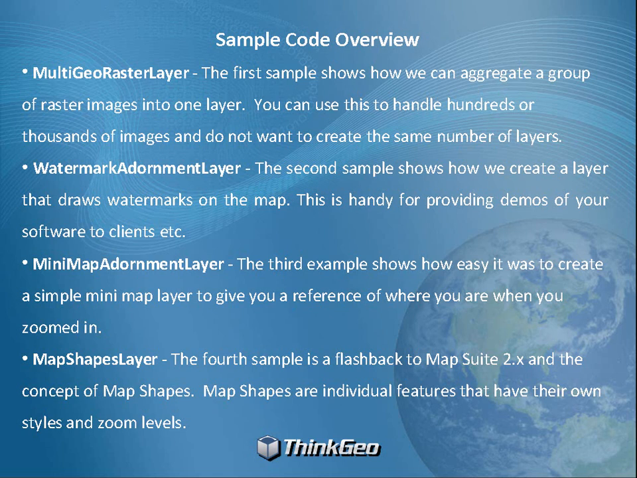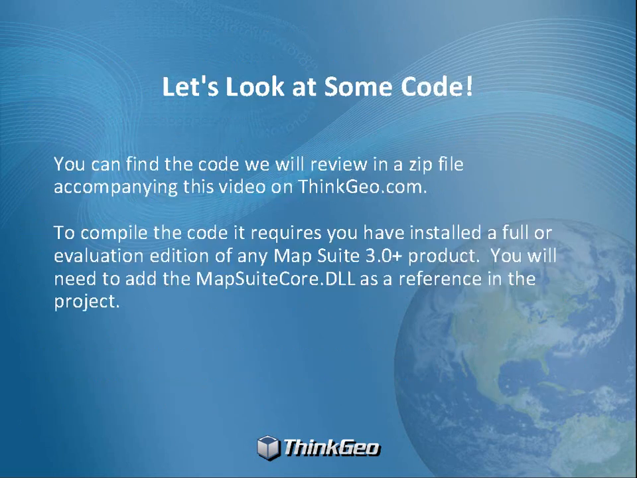And the last, but not least, is an example of the MapShape layer, which we alluded to before, where you can have a layer that has different features, but each feature has its own set of zoom levels and its own set of styles. It renders separately, and it's really powerful if you have, let's say, a handful, 10, 20, 30 items that are vastly different from each other, but don't really warrant creating their own layer for each particular item. So we'll go into that.